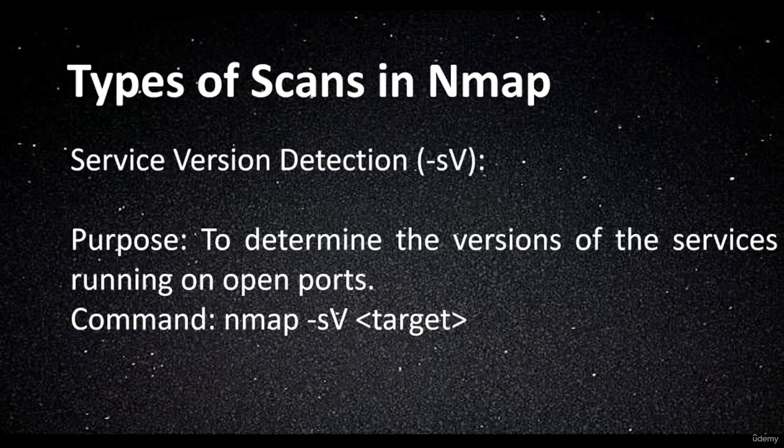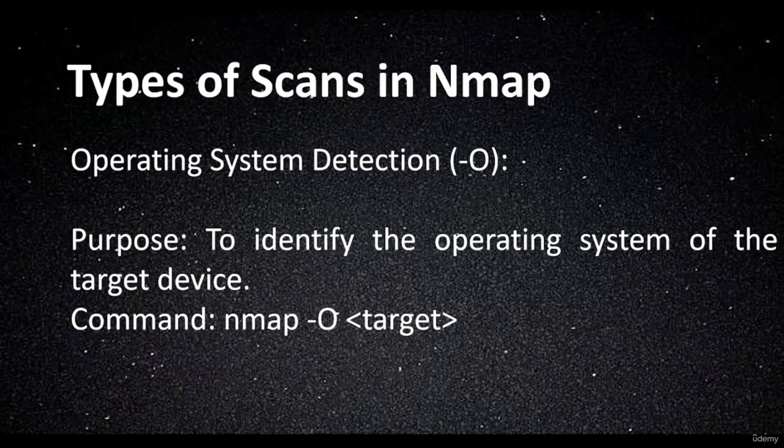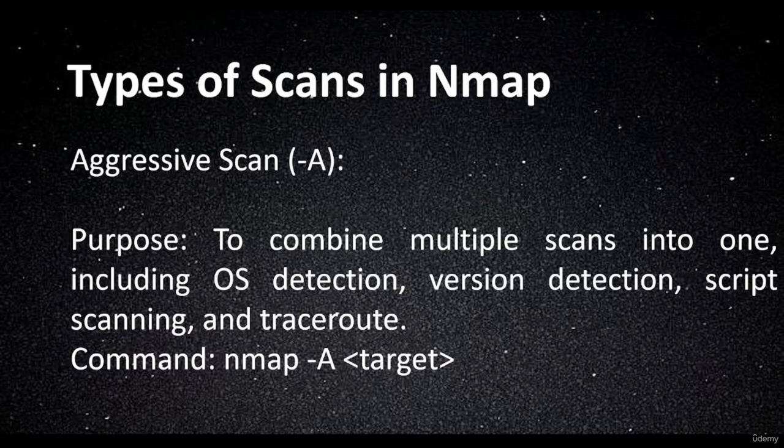Next we have service version detection, -sV. It is used to determine the version of the services running on open ports, and this is the command that you can use for running the scan: nmap -sV, and here you can mention the target IP address. Next we have detecting the operating system. For that you can use the -O option.